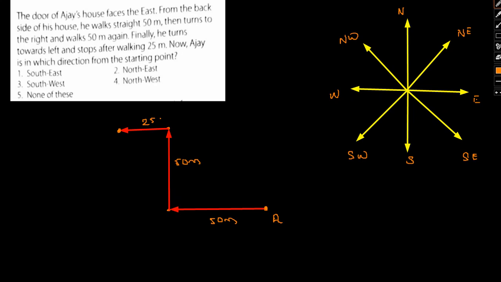Now what's being asked is, in which direction is Ajay facing from the starting position? If this is the starting position, this direction would be northwest. I hope this is clear. It's northwest, so he's facing northwest. That is option 4, our correct answer. I hope this is clear, how we can actually go about solving this. In case you are having any difficulty, try and go through the video multiple times to get a better idea of how we came to the solution.